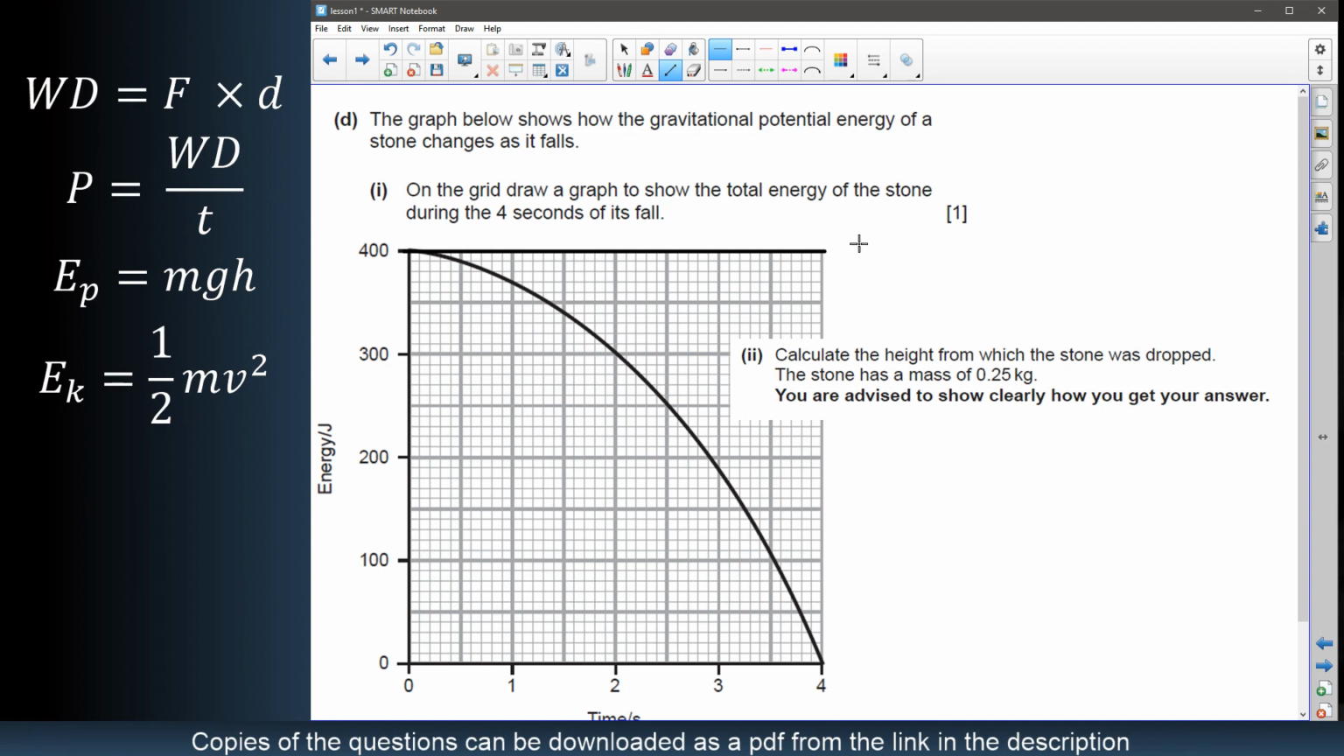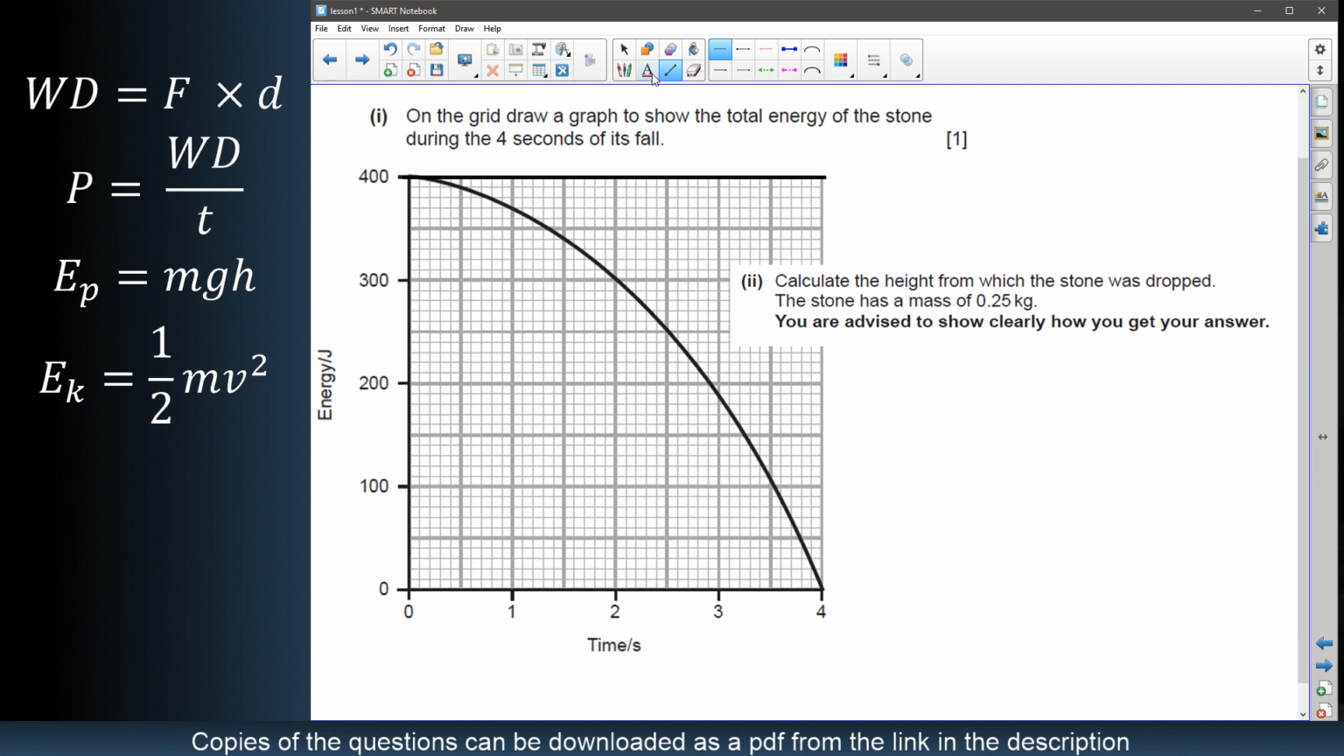Total energy remains at 400. Then we want to calculate the height from which the stone was dropped if the stone has a mass of 0.25 kilograms. So this is one of those ones where we go, right, what am I being asked about? This question is about energy. It's clearly about potential energy, and I'm being asked the height. So the height is unknown.